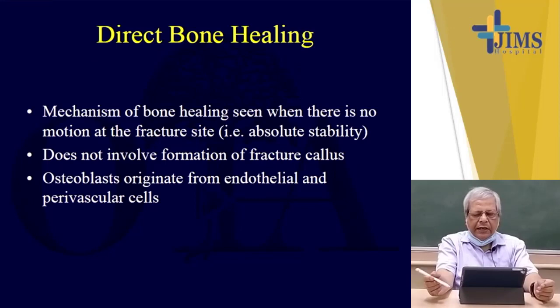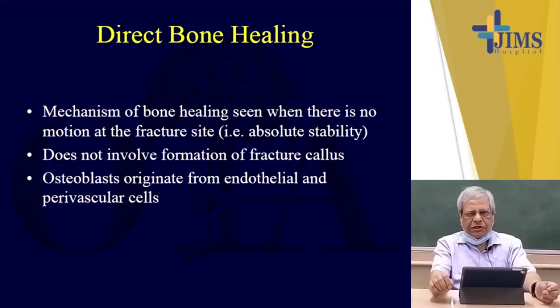What is direct bone healing then? It is the mechanism of bone healing seen when there is no motion at the fracture site. That is a situation of absolute stability. It does not involve formation of fracture callus. Osteoblasts originate from endothelial and perivascular cells and form bone. This is seen in compression plating, rigid internal fixation by compression technique.